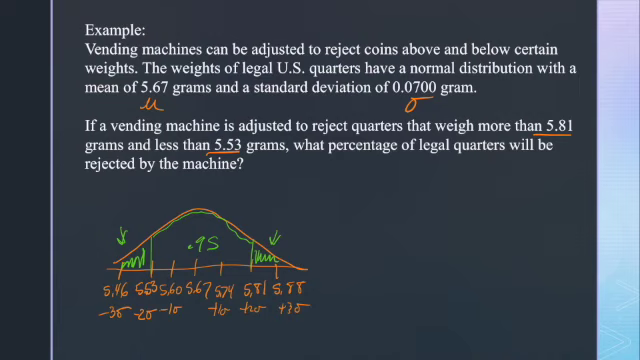Well, I know that the total area under the normal distribution is 1. So if I take 1 minus 0.95, I'm left with 0.05. So 5% of legal quarters will be rejected by the machine.